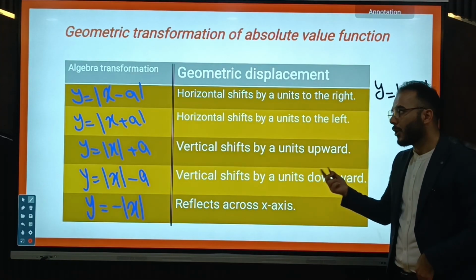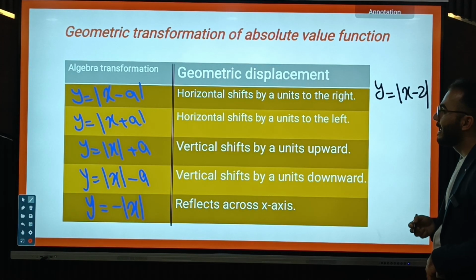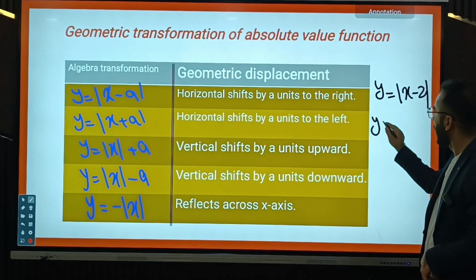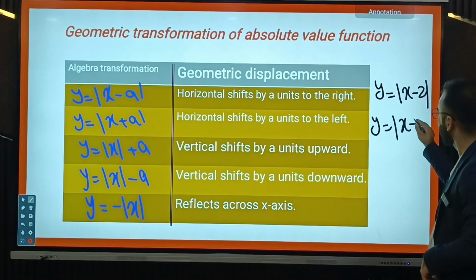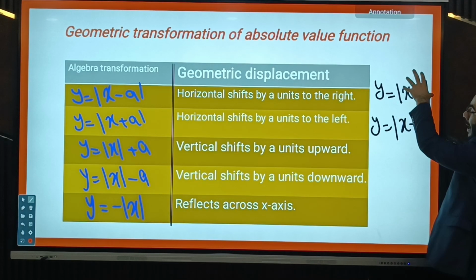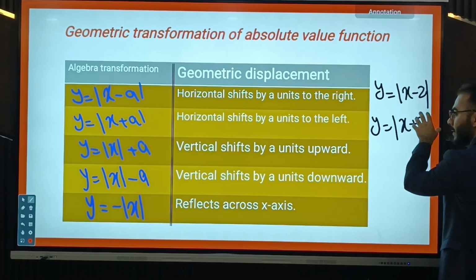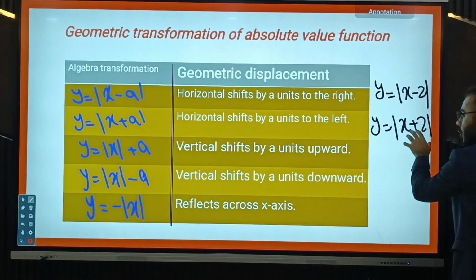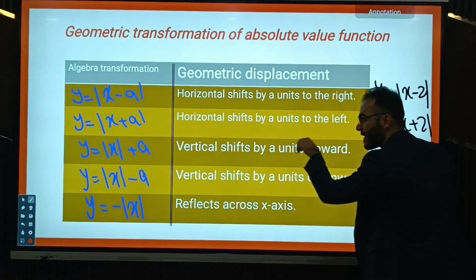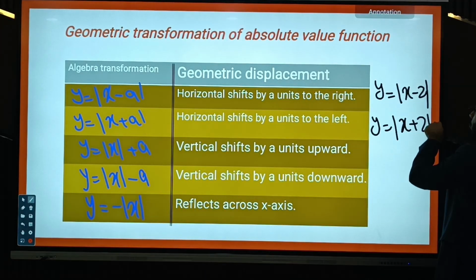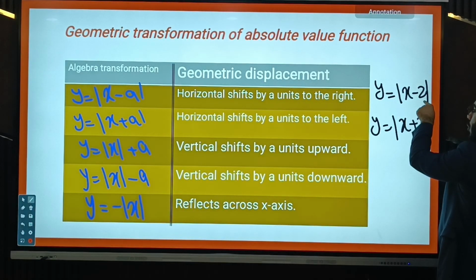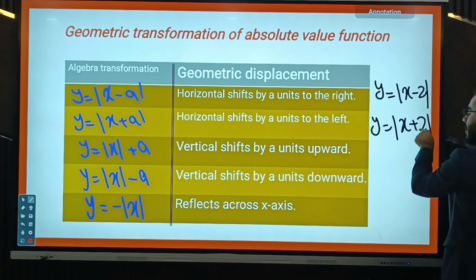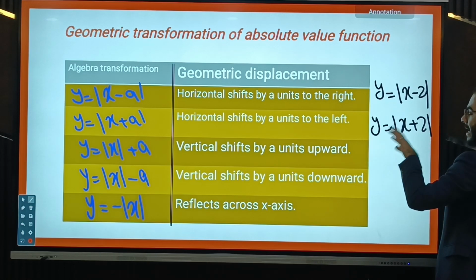I'm going to make examples for you, don't worry about it. How about this one, y equals the absolute value of x plus 2. If there was a minus, we will shift it to the right. If there was a plus, we will shift it to the left. How many units? According to the number a. If it is minus 2, 2 units to the right. If it is positive 2, 2 units to the left.